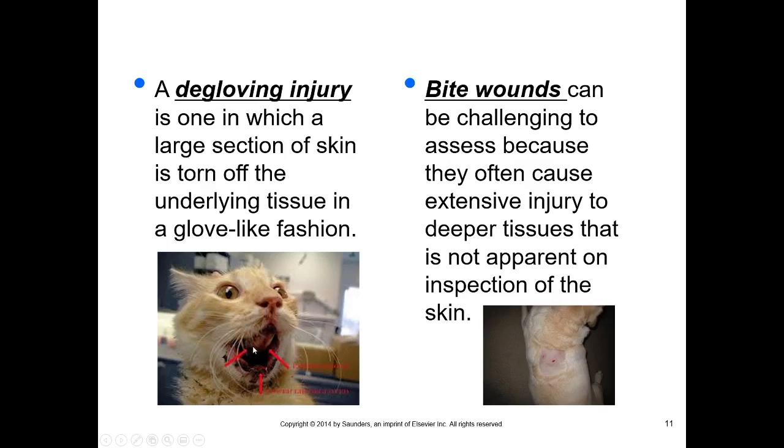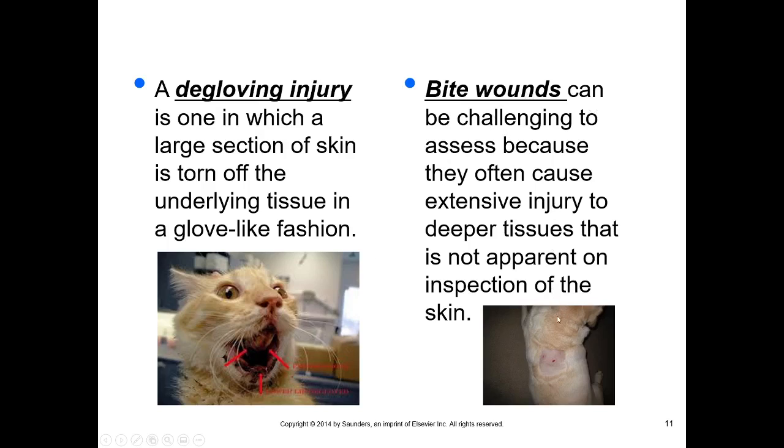We have a large section of skin that's torn off the underlying tissue like a glove. Okay, this is a jaw. This cat does not have its mouth open. The skin has been torn from the jaw, and this would be from a hit by car, skidding face first.